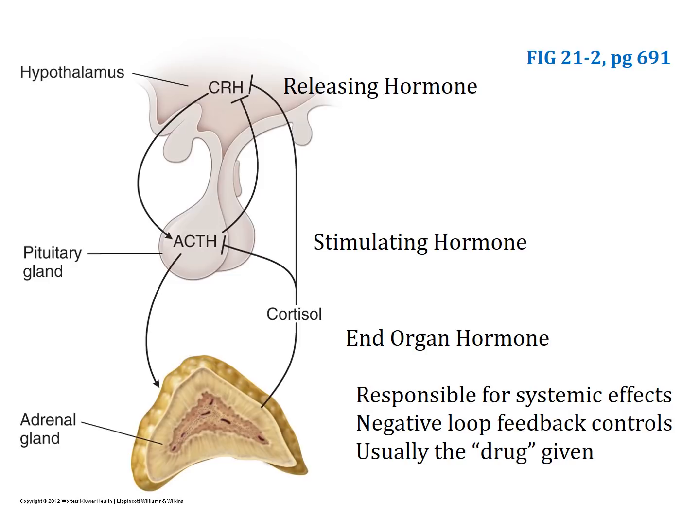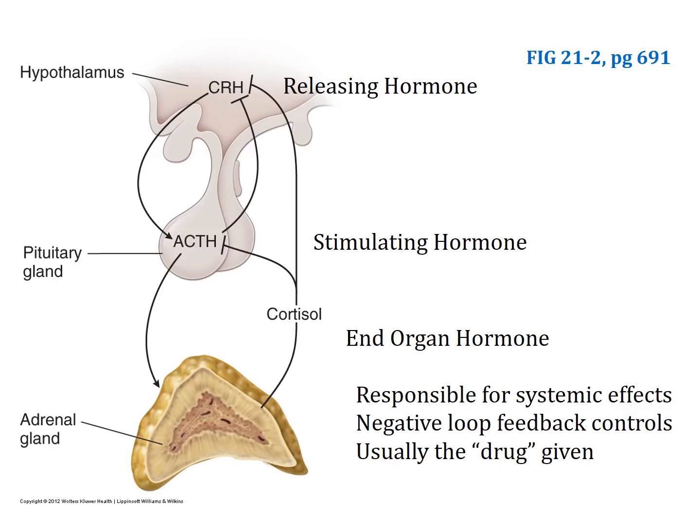The hypothalamus secretes a releasing hormone that goes through that capillary portal to the anterior pituitary gland, stimulating the anterior pituitary gland to release a stimulating hormone. That stimulating hormone then goes into systemic circulation and finds an end organ, and then the end organ releases an end organ hormone that goes back to have the physiologic functions on the body. That's referred to as the hypothalamic pituitary axis.